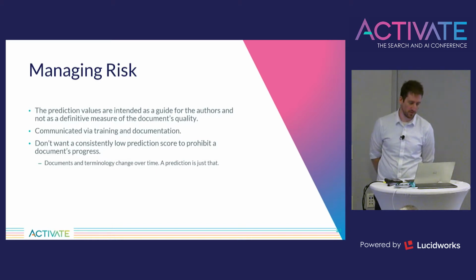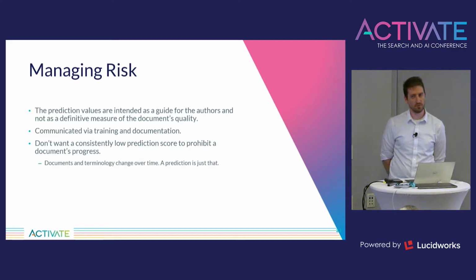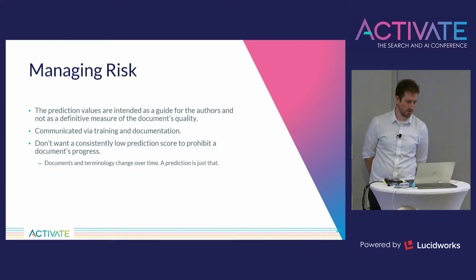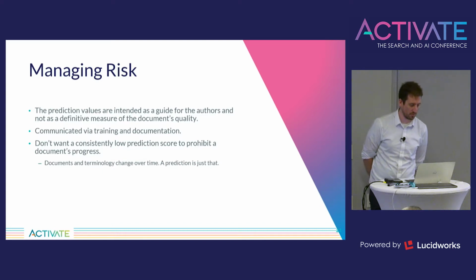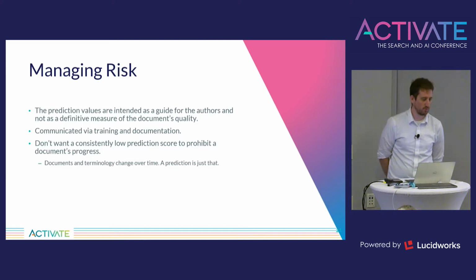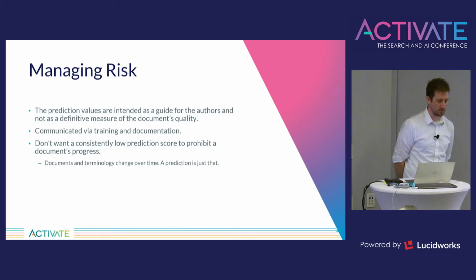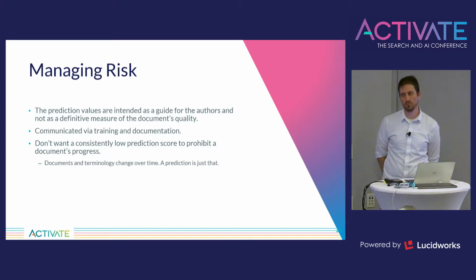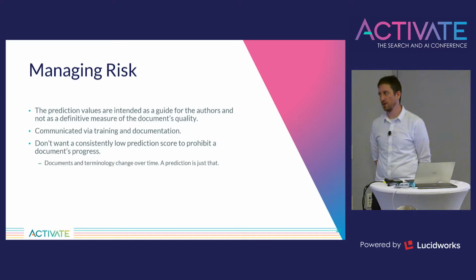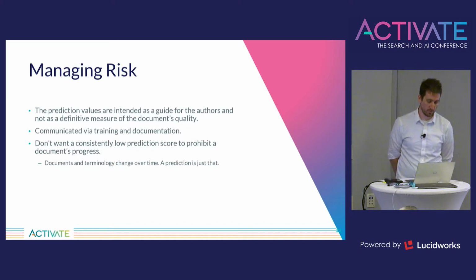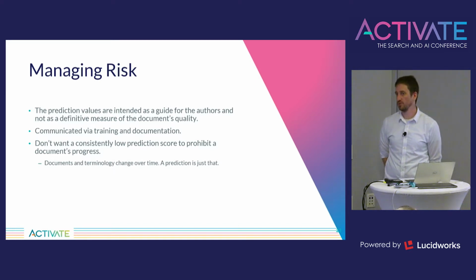That is communicated via training and documentation to the authors to make sure that they know. We don't want a consistently low prediction score to prohibit a document's progress. The documents and terminology in this domain change quickly over time. Kind of like what we heard in the keynote this morning, the model becomes stale. It has certainly become stale here and must be retrained as new documents become available over time. A prediction is just that, a prediction. It's not intended to be a final determination of any kind.